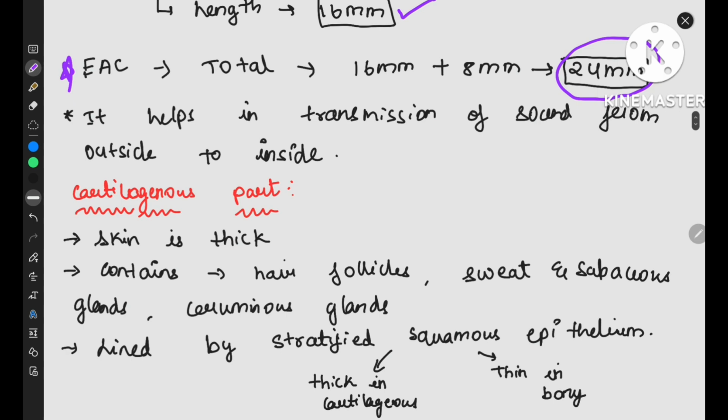Now let us discuss the cartilaginous part. The skin present here is thick. It contains hair follicles, sweat glands, sebaceous glands and ceruminous glands. So furuncles are common here. Furuncles are boils.